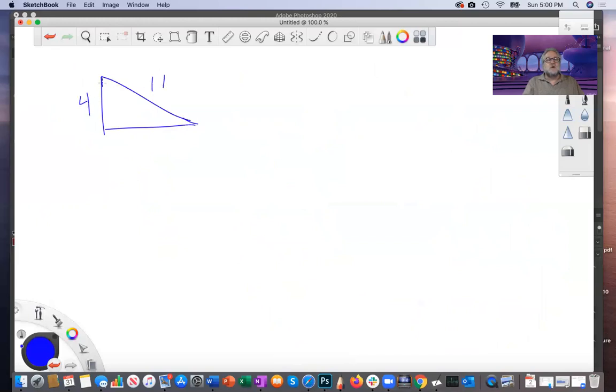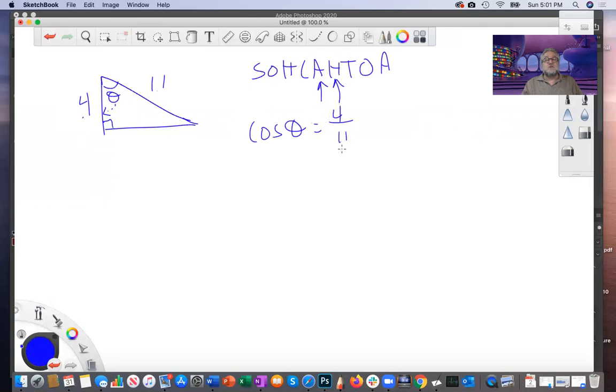Okay, so 4 and 11. Find this angle. Right angle. Go ahead and pause and do it. Okay, so the first thing you did, of course, is write SOHCAHTOA. For this angle, this is not the opposite side, that's the adjacent side and the hypotenuse. Adjacent, hypotenuse, so I'm going to use cosine theta equals adjacent over hypotenuse.